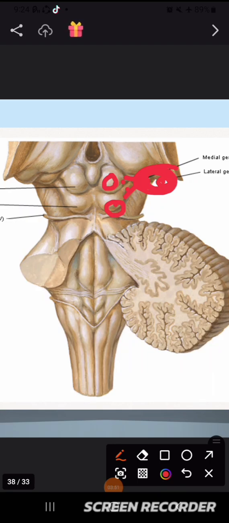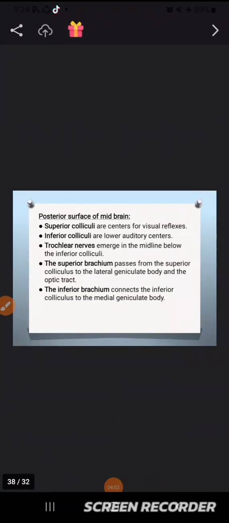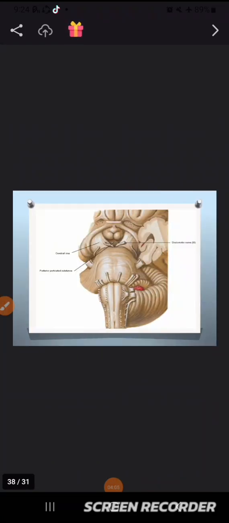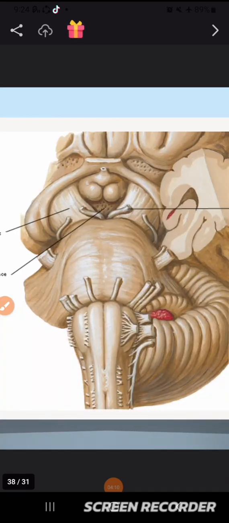So the posterior aspect contains what? Superior colliculus, inferior colliculus, superior brachium and inferior brachium. The anterior aspect, again: interpeduncular fossa, posterior perforated substance, and the emerging oculomotor nerve.